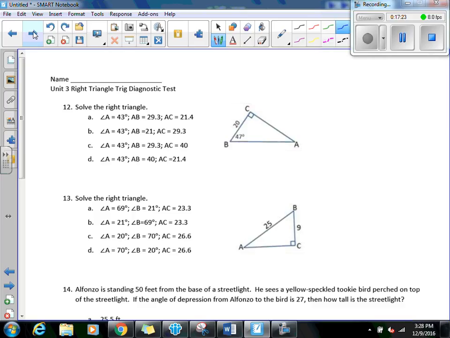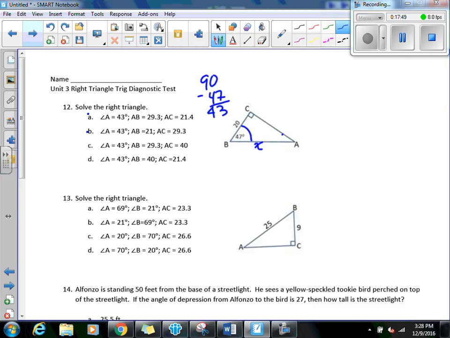Solve the right triangle. So we've done some of these before. So remember, to solve means to find all the missing angles and all the missing sides. This angle is 47. So 90 minus 47 is 43. But that was kind of wasted time because all of these have 43. So they're all the same. So we know that this is 43 right here. Now we need to find our missing sides.